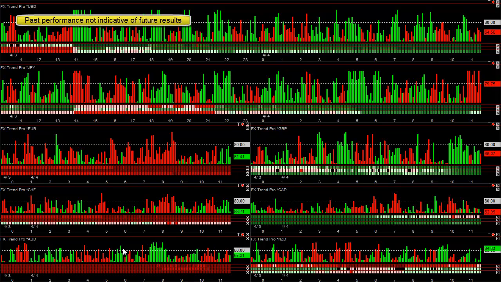And after about an hour of strength here, you have about an hour of weakness, a couple hours of strength, and then weakness again. And that's how you use the currency meter. Let's take a look at selling the euro versus the dollar and the yen. 2 common sense, no-brainer type trades today.